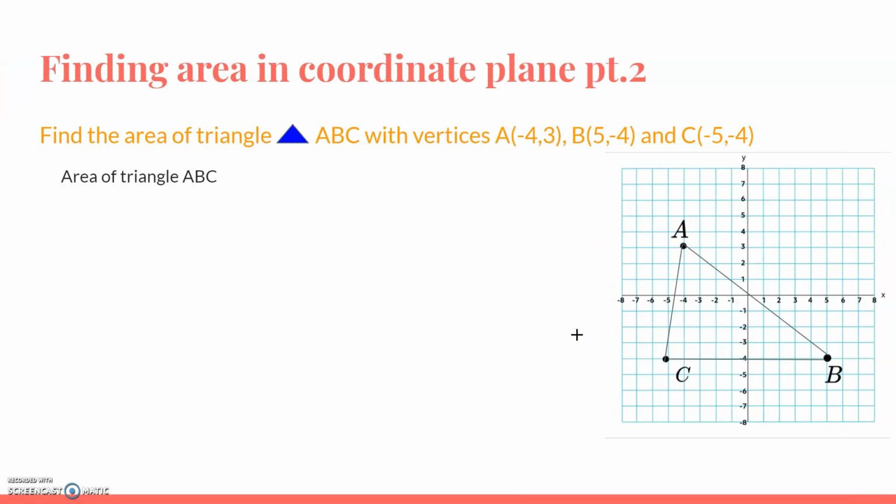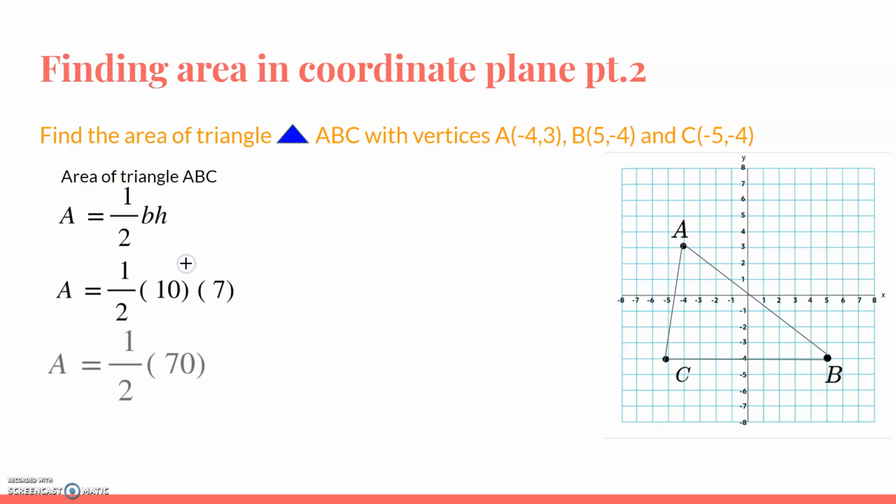Now we need to find the area of triangle ABC. In order to find the area of a triangle, we know that it's 1/2 base times height. We know the base and the height, so we can solve for the area. Area is equal to 1/2 base times height. It's going to be 1/2 times 10 times 7, 1/2 times 70. So the final answer is area is equal to 35 units squared. You're not given feet, meters, or anything here, so you just write units squared.